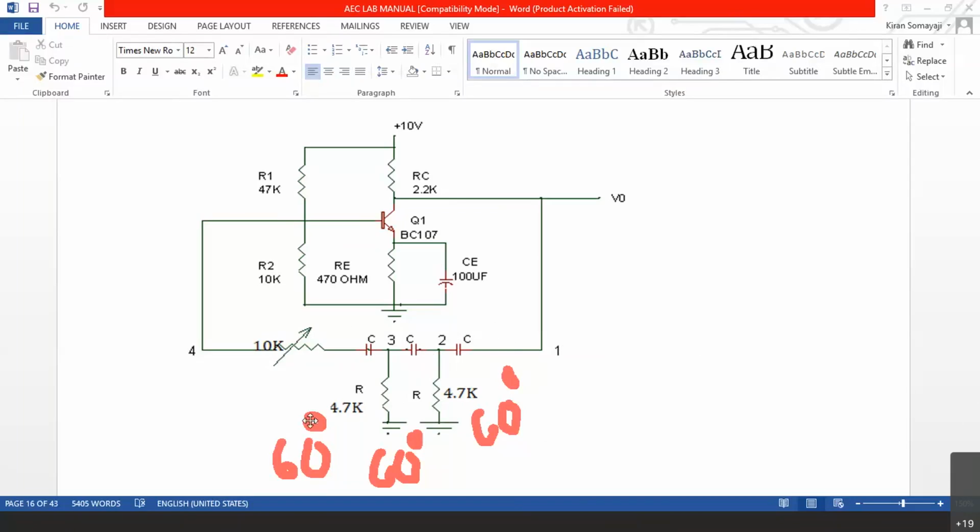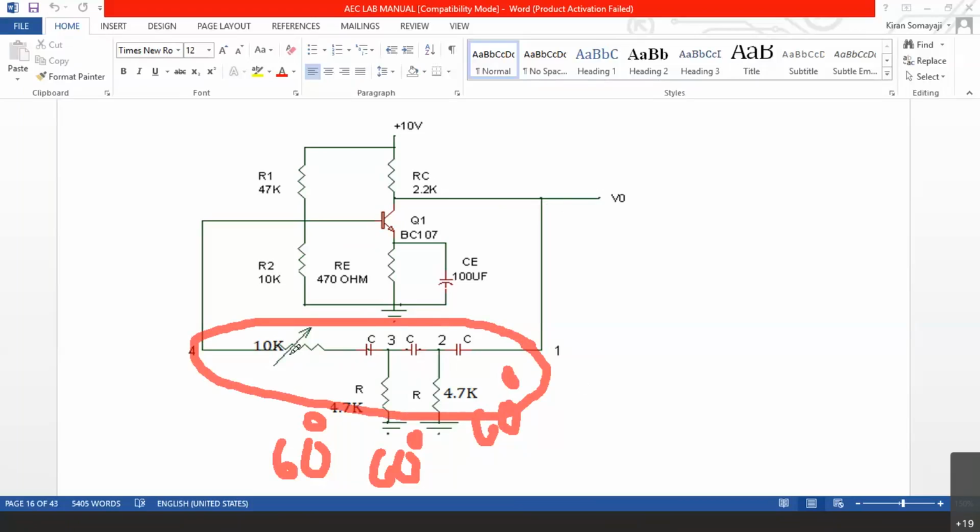But all of them have tolerances, right? The resistor will have plus or minus 5% tolerance. The capacitor also will have plus or minus 5%, sometimes plus or minus 10% tolerance. 2.2 nanofarad may not be exactly 2.2 nanofarad. 4.7 kilo ohms may not be exactly 4.7 kilo ohms. But the net effect will be the same. The net effect of the circuit will be totally 180 degrees. Otherwise, the oscillator will not work at all.